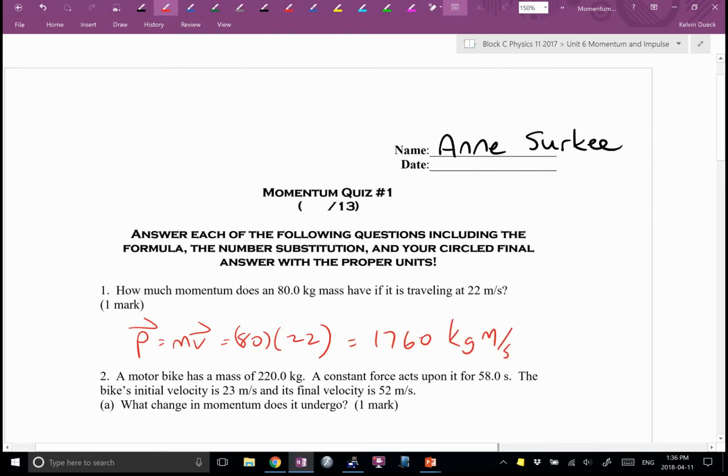Units. Kilogram meters per second, or Newton seconds, but since I went mass times velocity, I'll use that one. 1 mark. I'll even go all or nothing there.